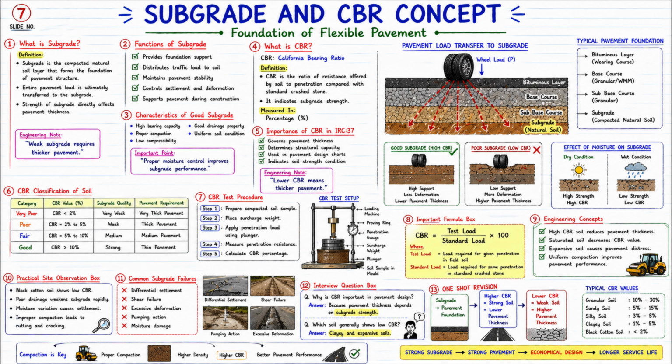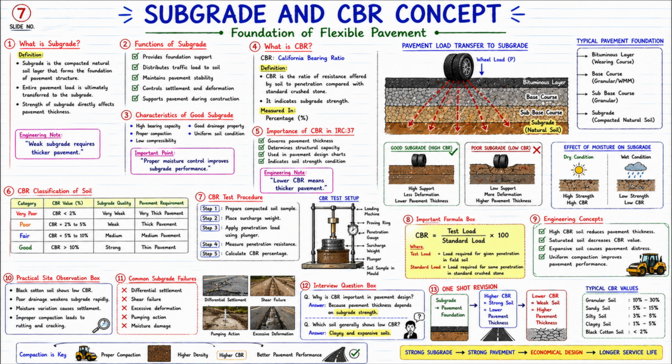Now let's look at one short revision below. Strong subgrade, higher CBR, lower pavement thickness. Weak subgrade, lower CBR, higher pavement thickness. And this is the entire pavement foundation concept. Now look at the final key line at the bottom. Strong subgrade, strong pavement, economical design, longer service life.